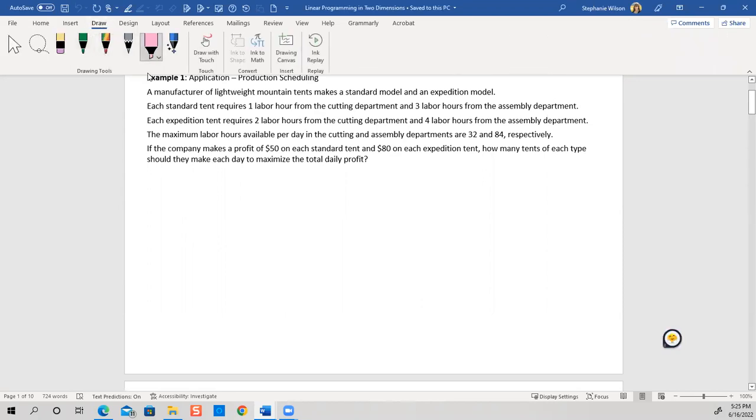Each standard tent requires 1 labor hour for cutting, 3 labor hours for assembly. The expedition tent requires 2 labor hours for cutting and 4 labor hours for assembly. The maximum labor hours available per day for cutting is 32, and for assembly is 84, respectively. If the company makes a profit of $50 for a standard tent and $80 for the expedition tent, how many tents should they make to maximize the total daily profit?